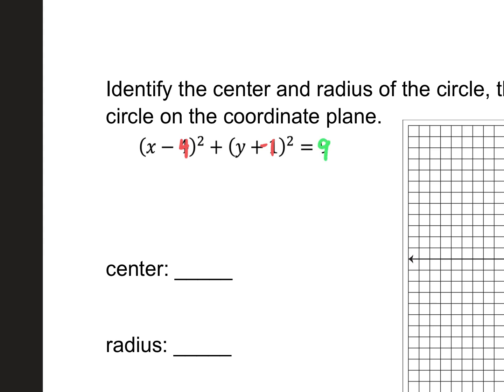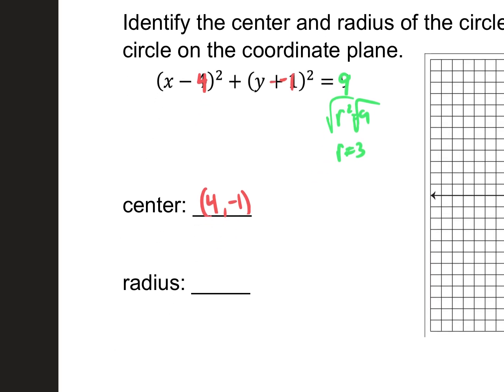So again, this is one of those examples where, yes, you can identify h as a positive 4, as you see that x minus 4, and you can identify k as a negative 1, because again, you see y plus 1, which would be y minus a negative 1. So that's why you see the plus in there. Okay. R squared, again, is equal to this 9. So if I take the square root of both sides, my radius is just a 3.